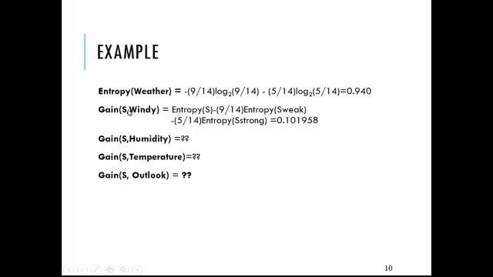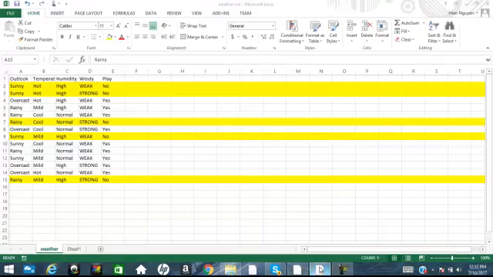Now I will compute the gain for each feature. I take the windy feature first. Windy has two values, the weak or the strong. So I will get the entropy of S, which is 0.94 that I computed in step 1, minus how many instances correspond to the weak and how many instances correspond to the strong. So go back to my Excel.